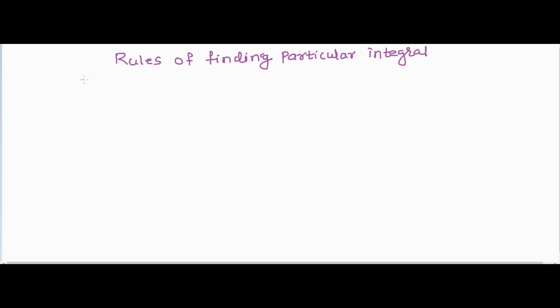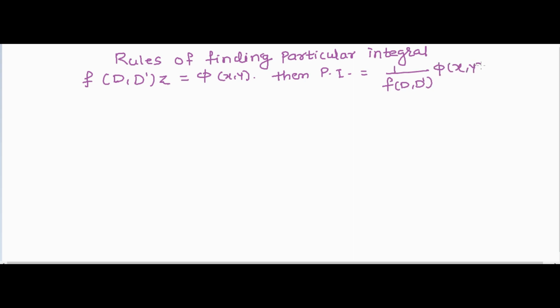If the given equation is f of D, D dash operating on z equal to phi of x comma y, then the particular integral equals 1 divided by f of D comma D dash operating on phi of x comma y. This is the method of finding a particular integral. Now we see the various cases of the function phi of x comma y.